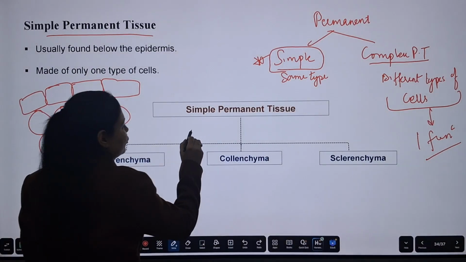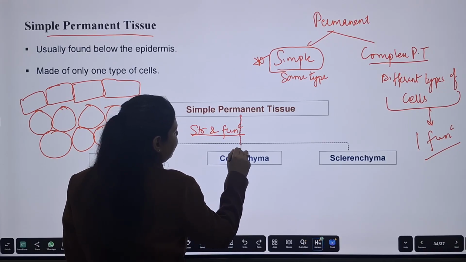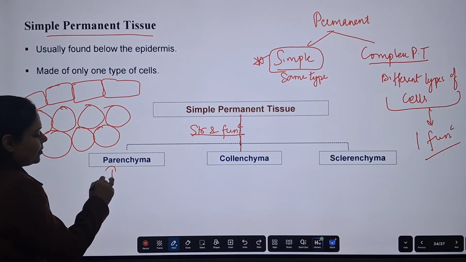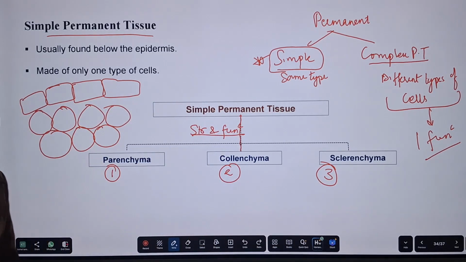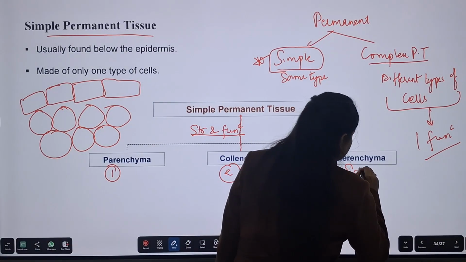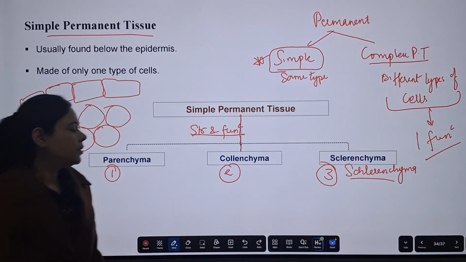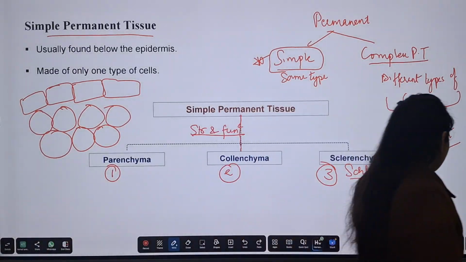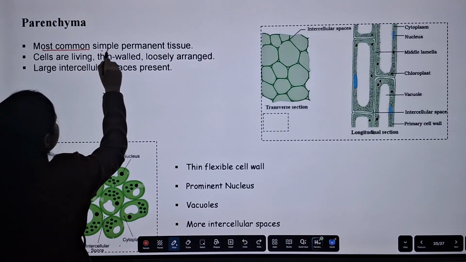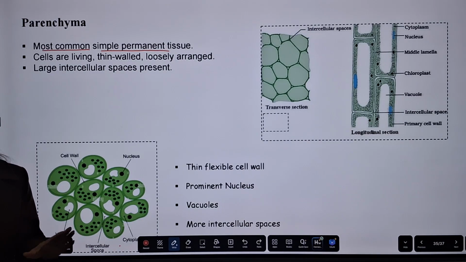On the basis of structure and function of cells, we can categorize simple permanent tissue into three types: parenchyma, collenchyma, and sclerenchyma. Little mistake here in the spelling, sclerenchyma. So let's study these three types of simple permanent tissue one by one. First is parenchyma. Parenchyma is the most common simple permanent tissue. It is present in stem, root, leaf, flower, seeds. You see parenchyma tissue everywhere in the plant.